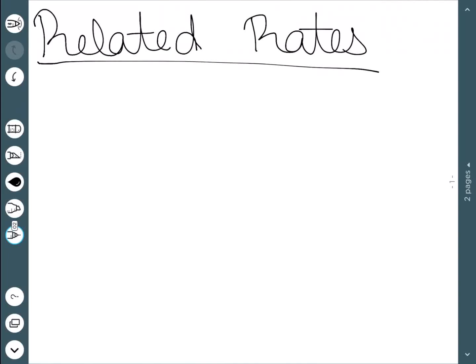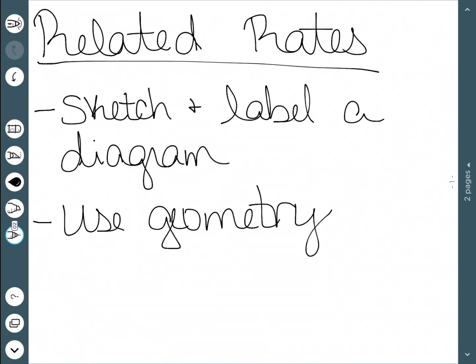We're now going to discuss an application of derivatives called related rates. So the idea behind related rates is we have two quantities, two values that are changing at the same time, and we want to try to figure out a particular situation. And we're going to be doing two main things. The first thing we should always do is to sketch and label a diagram, and then we'll use some geometry to figure out what we're missing. So let's look at a couple of examples.